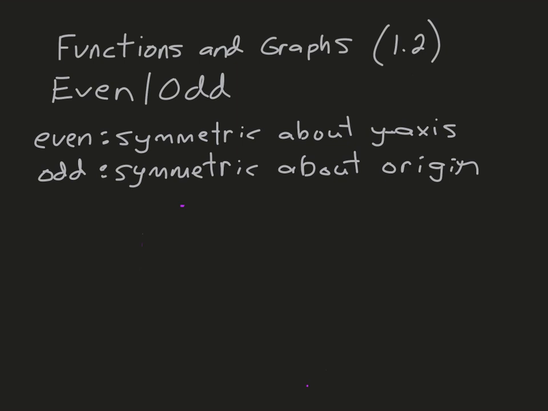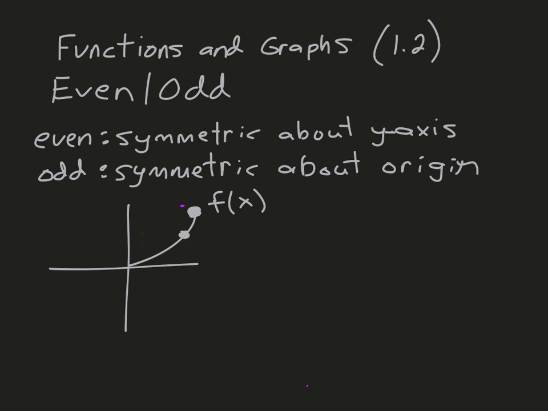An even function is defined as being symmetric about the y-axis. Think about your standard parabola, y equals x squared. It can be reflected over the y-axis. Odd functions are defined as being symmetric about the origin. So let's go through these definitions and look at how they work.